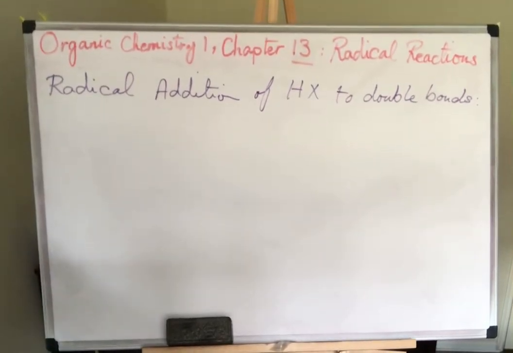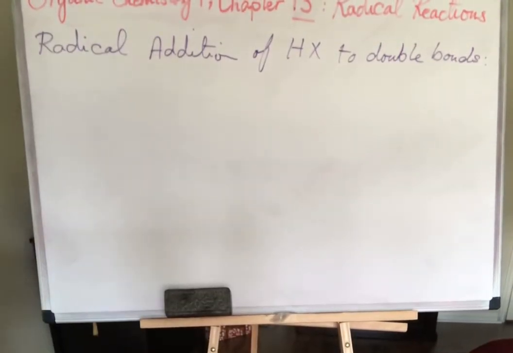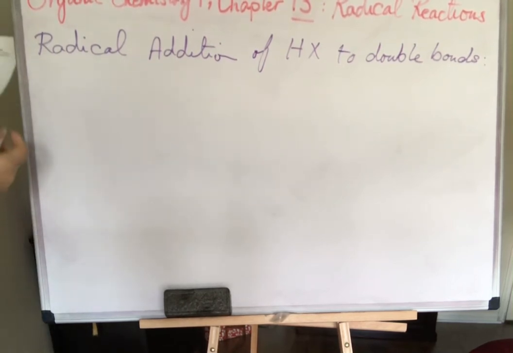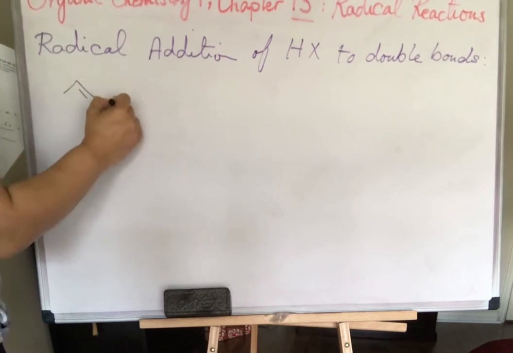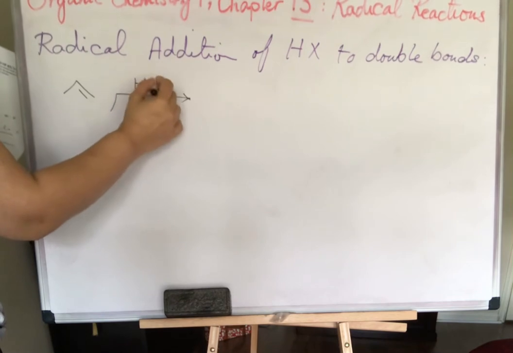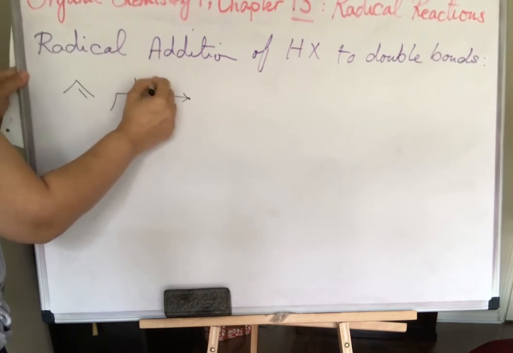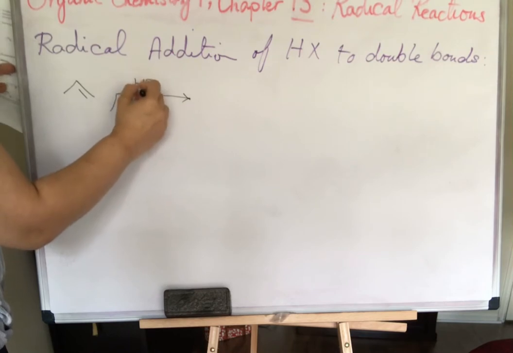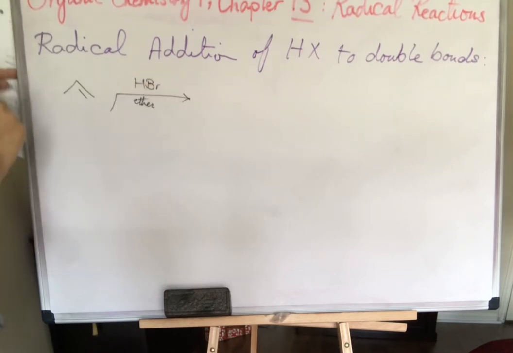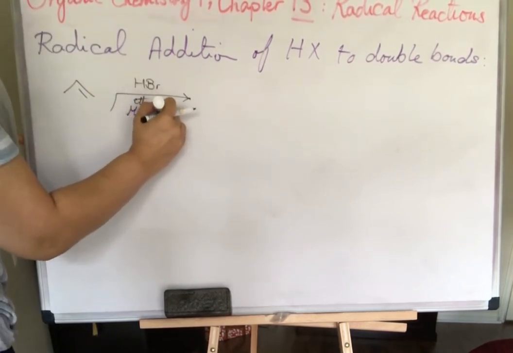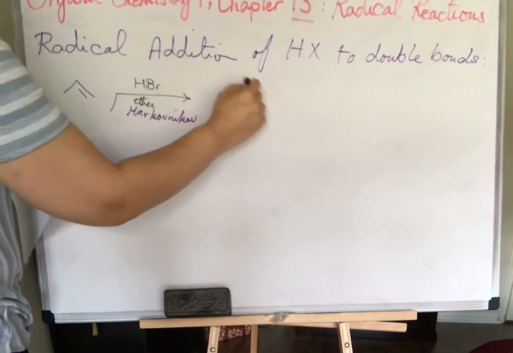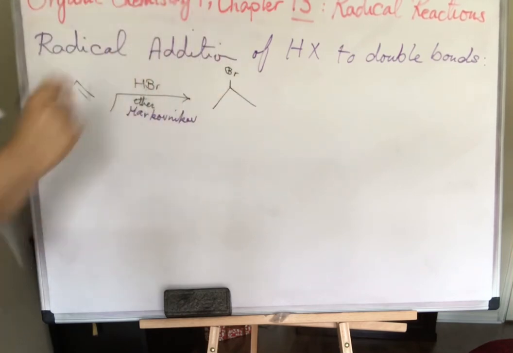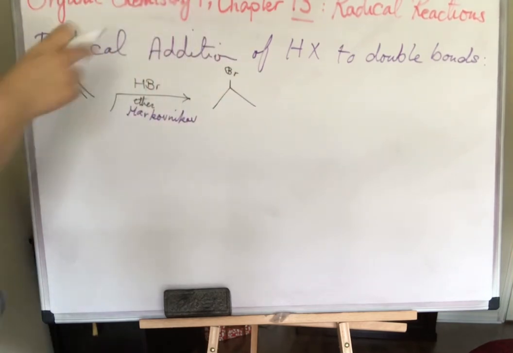At the end of this chapter, we will work on radical addition of hydrogen halide to double bonds. From the alkenes chapter, you remember, if you, for example, have this propene as an alkene, and you want to add HBr to it in ether, then you should have followed the Markovnikov rule, right? Markovnikov, to create the hydrogen halide product, right? This you already learned.